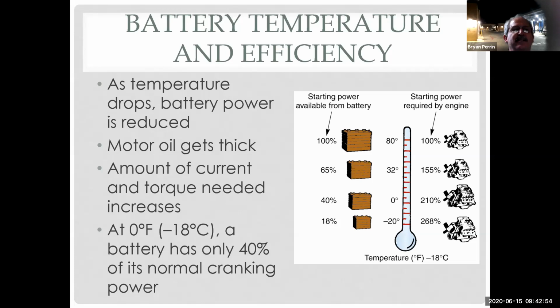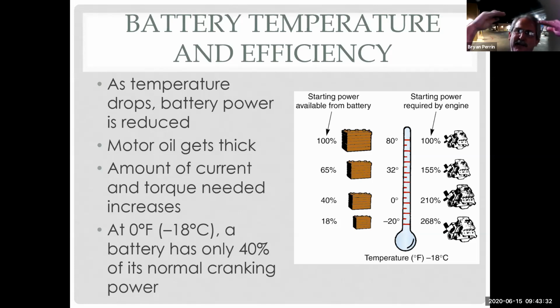The other thing that makes batteries go bad is extreme heat. So when we get a heat wave, it's over 100 out, batteries start not working. The other issue we have is the amount of energy it takes to start my engine increases as it gets colder. At 80 degrees, we'll call that 100% as a starting point. At 32 degrees, now I need more than 1.5 times the energy to crank that engine over. So I've only got 65% of my power, but I need 155% of the energy.